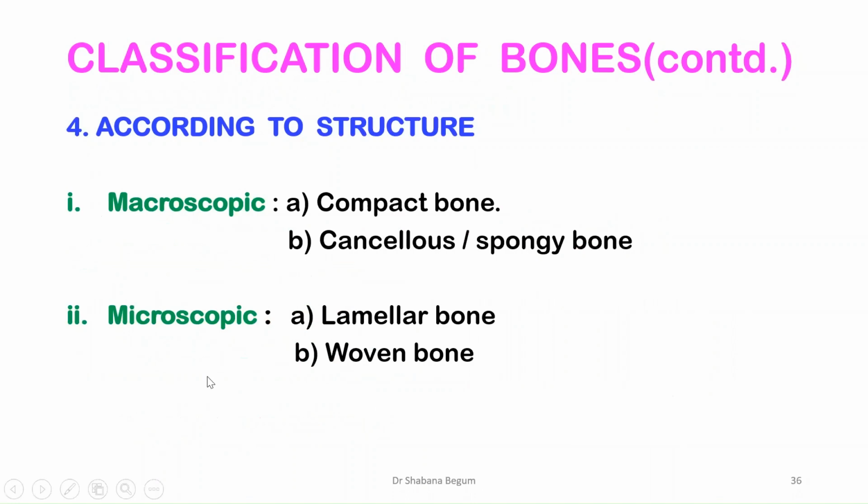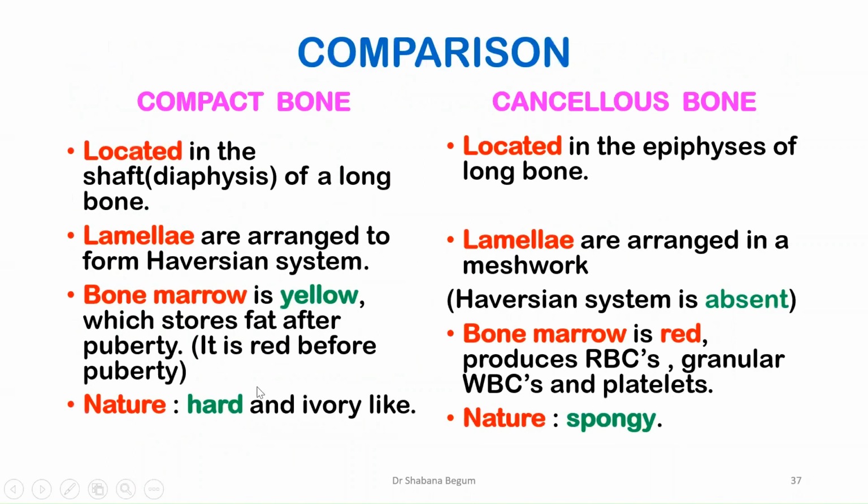The 4th type is classification according to structure. So macroscopic classification is compact bone and cancellous bone, and microscopic classification is lamellar bone and woven bone. So what is the difference between compact bone and cancellous bone? Compact bone is located in the shaft or diaphysis of a long bone. Cancellous bone, on the other hand, is located in the epiphysis of the long bone.